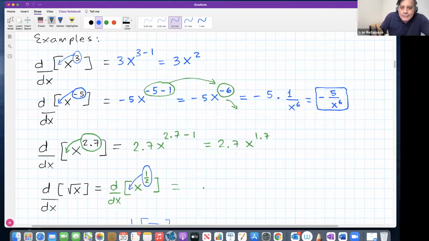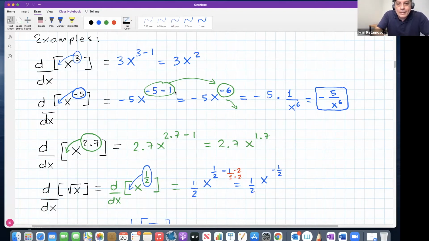Power rule says bring this down, put it up front, 1/2. And the new exponent will be 1/2 minus 1. This will be 1/2 x raised to 1/2 minus 1, knowing that this number 1 is just 1 over 1. Taking the LCD of 2 and 1, 2, this is going to be 2, 2, 1 minus 2 is minus 1. Minus 1 on the top, 2 on the bottom. This is what I get as my result for the derivative of the square root of x.